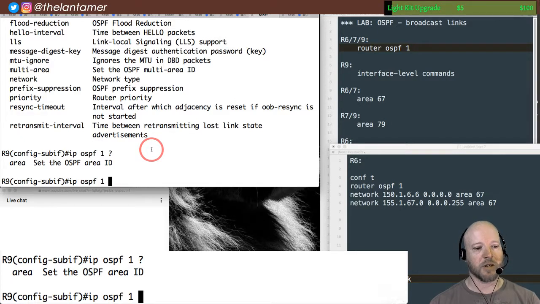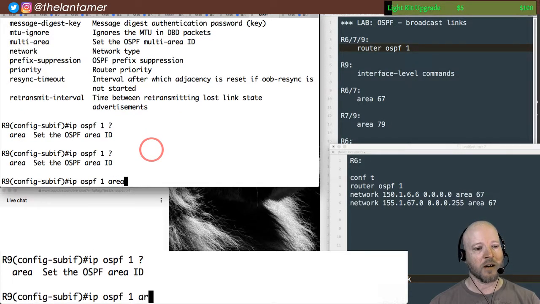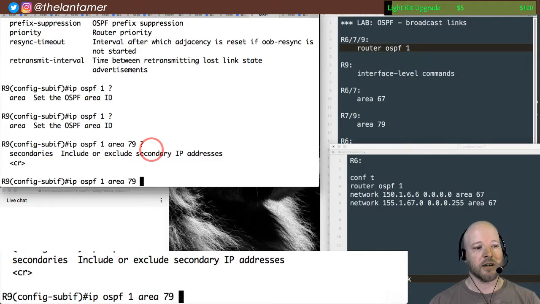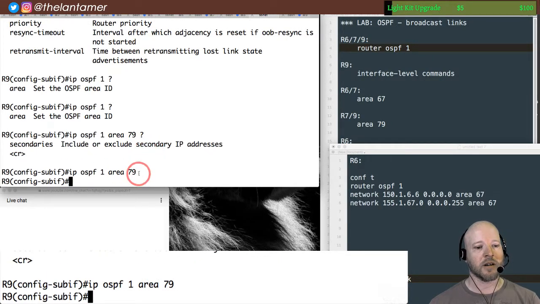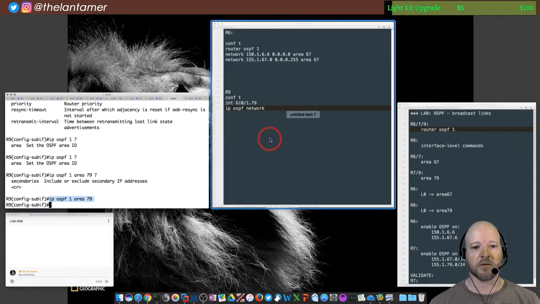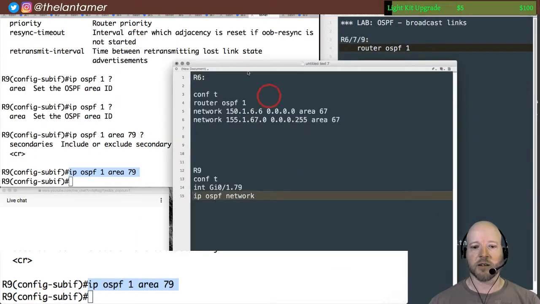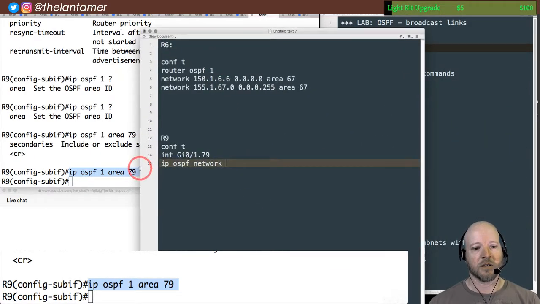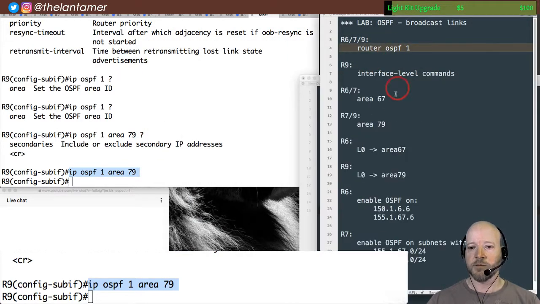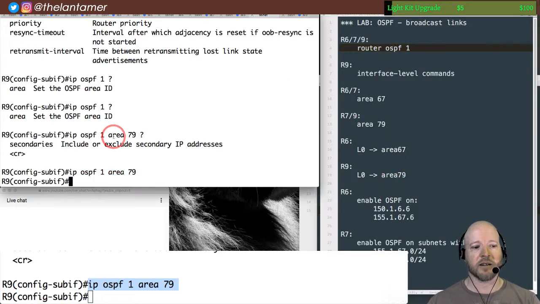So I have to type IP OSPF 1 area 79, and then I should be able to hit carriage return here. What that's going to do is put whatever IP or network address that's configured on that interface automatically into OSPF, right? So the command, I had that wrong, is that. Okay. So router 9, it also wants us to advertise the loopback.